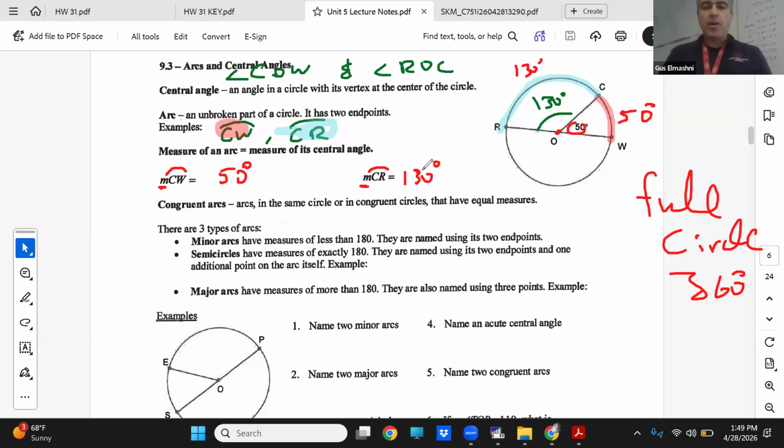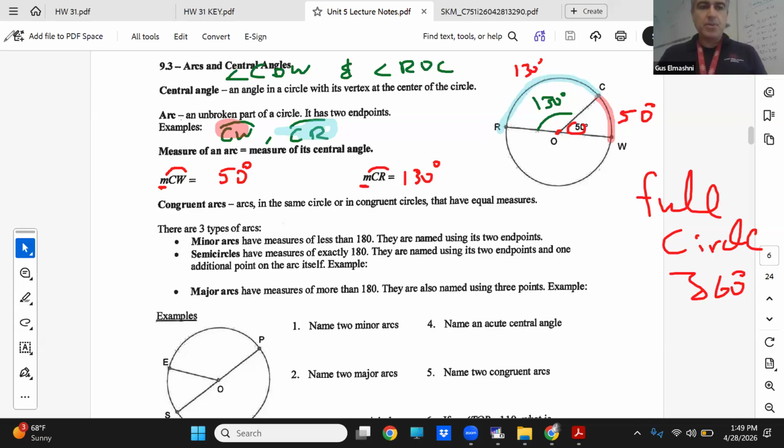Okay. Congruent arcs, obviously, they're the same measure. Fine. Minor is anything less than 180. Semi is exactly 180. Major is more than 180. Hopefully that's intuitive. And always you're going to use the endpoints of the arc to name it. So notice I did CW, CR. If it's a major, we like to use 3 endpoints to name it. So we would use 3.